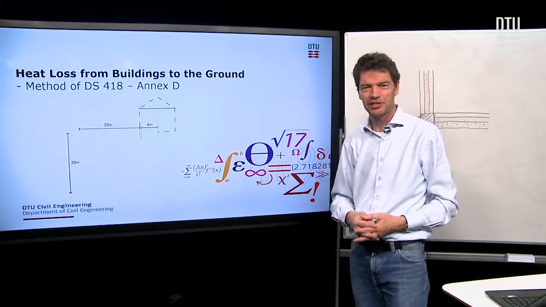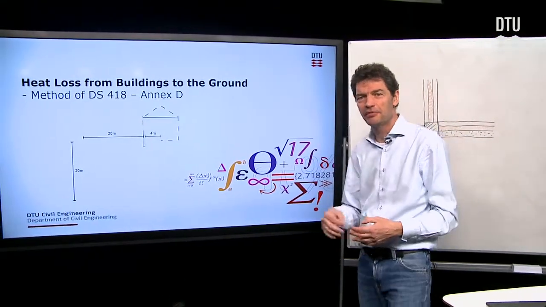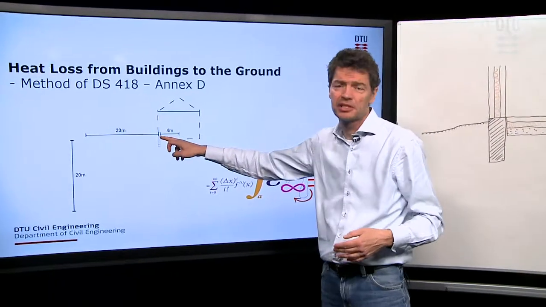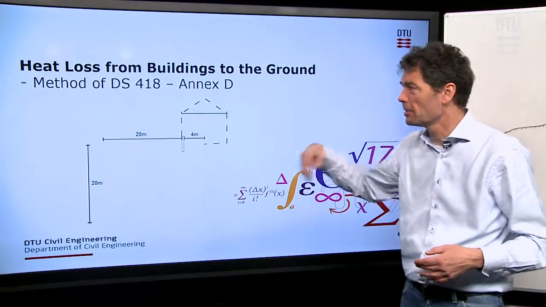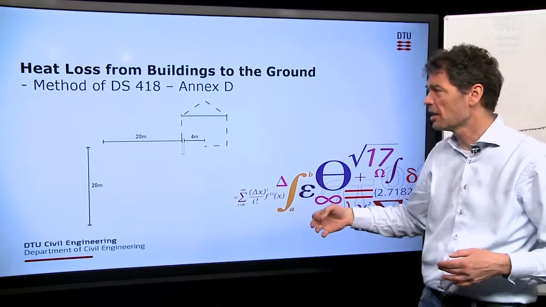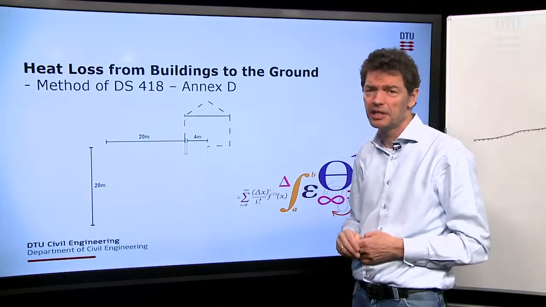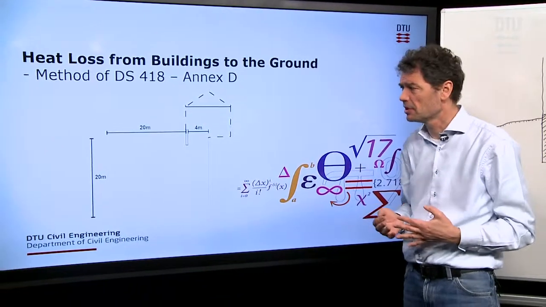Part of the calculation of multidimensional heat conduction in buildings is also to note the very important heat loss that we have from buildings in the vicinity of foundations. So this lecture will be about describing a methodology for how to calculate that, which is a methodology from the Danish standard 418. One annex to that standard, Annex D, describes this methodology.